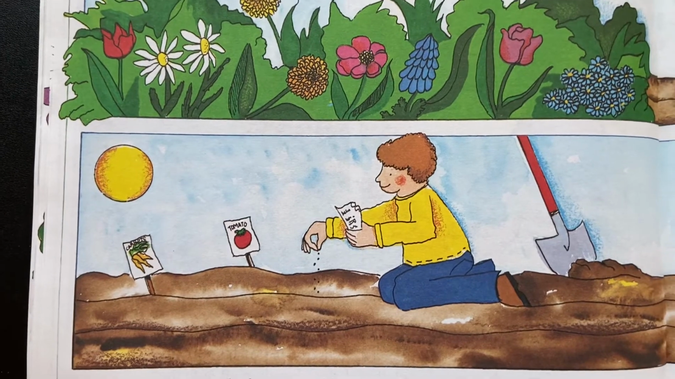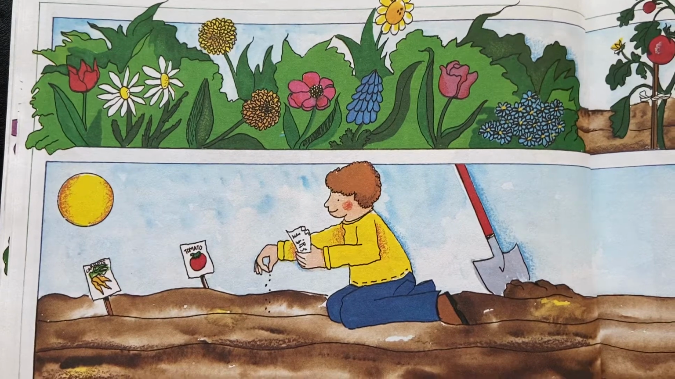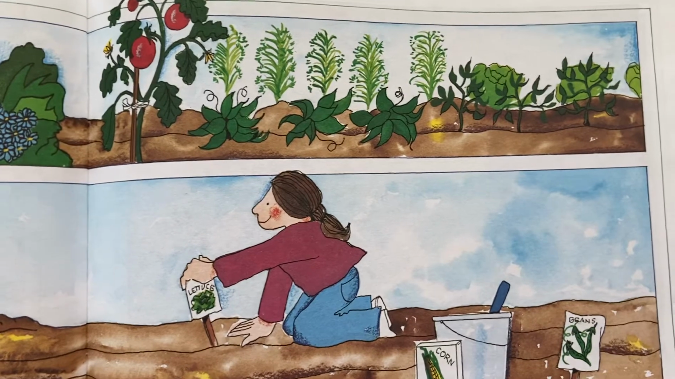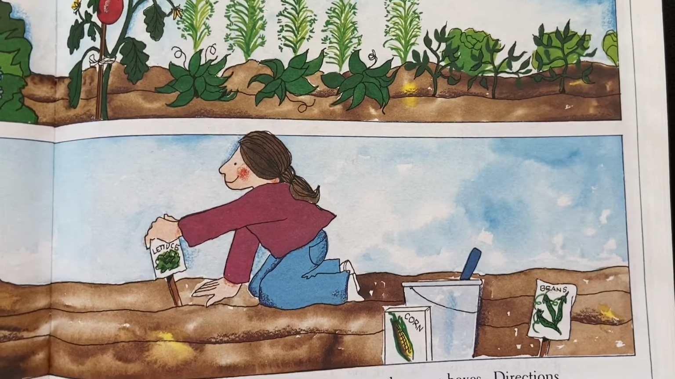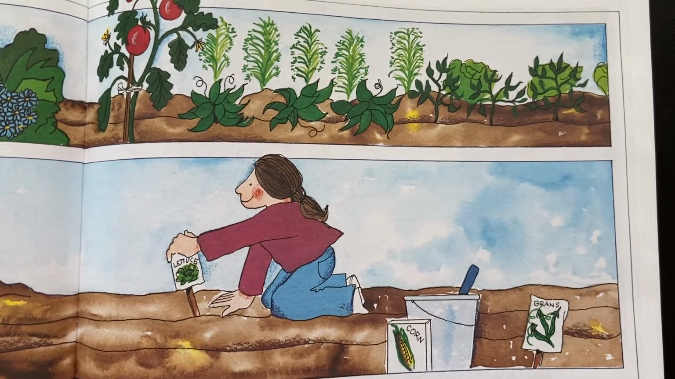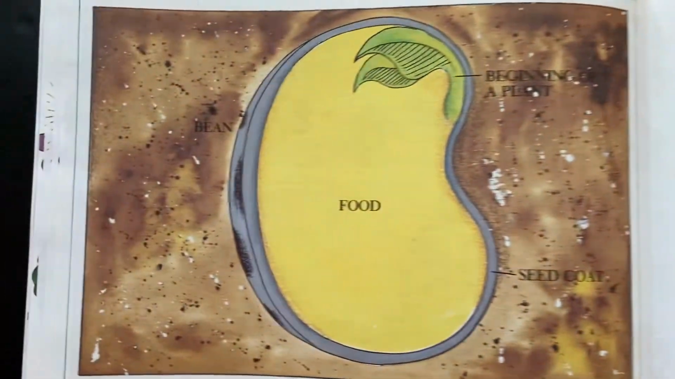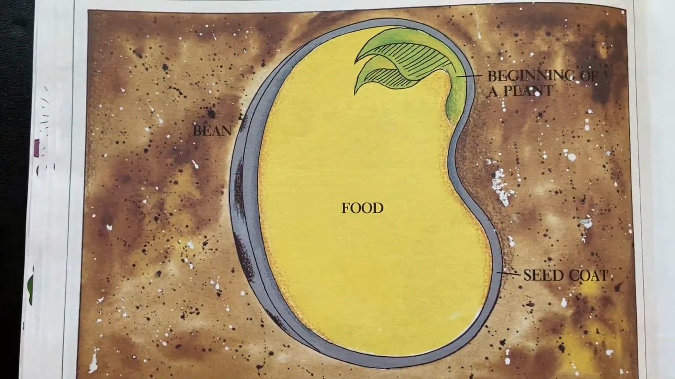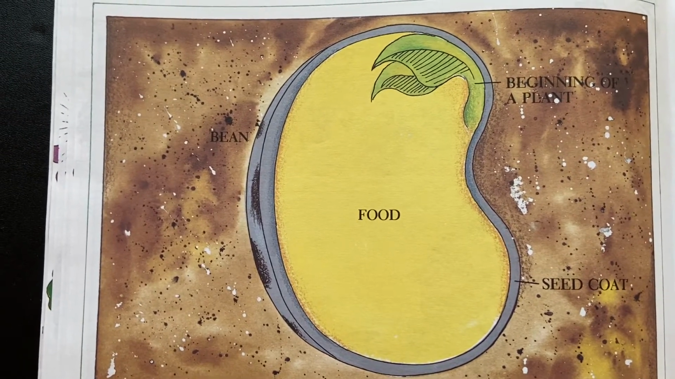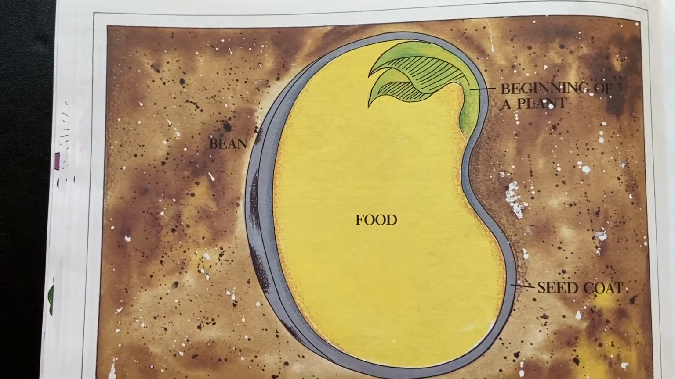A flower bed or a vegetable garden is beautiful. Seeds are planted to grow in the gardens. The seeds come in small envelopes or boxes. Directions explain how to plant the seeds and care for the plants. The beginning of a plant is curled up inside each seed. Food is stored inside the seed too. The seed has a seed coat on the outside to protect it.